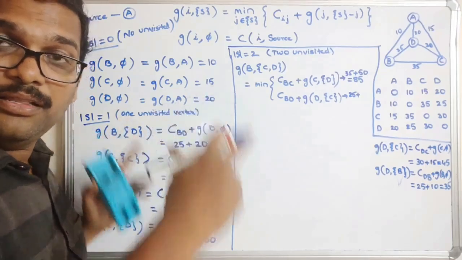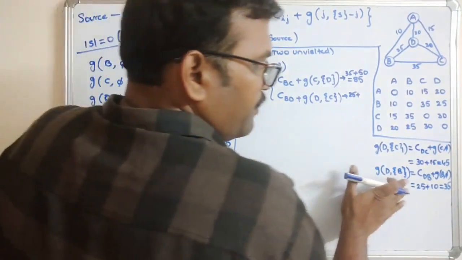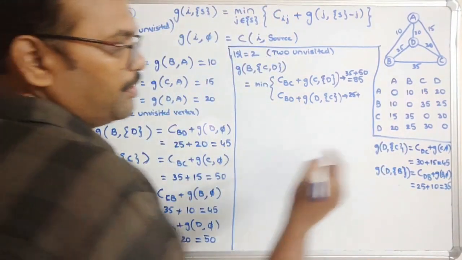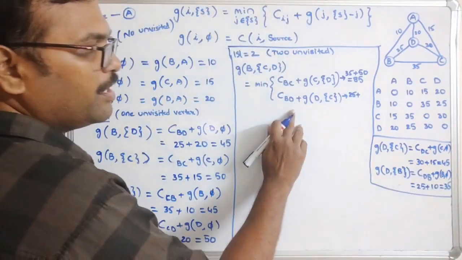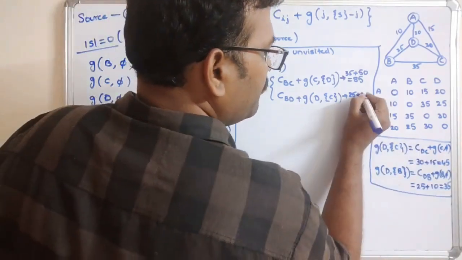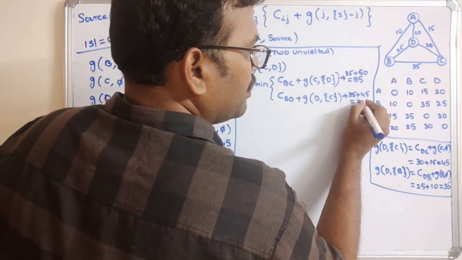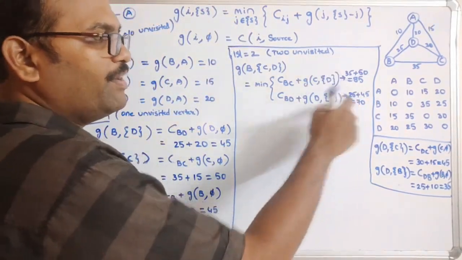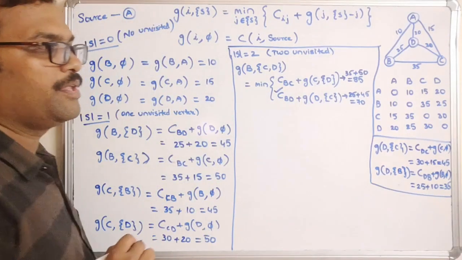I'm sorry, the board is very small, so I'm forcibly adjusting everything in a single board, right? Now here you can get the cost. G of D comma C, D comma C cost is 45, so which is equal to 70. So which one is the minimum? 70 is the minimum. So you have to consider this one.